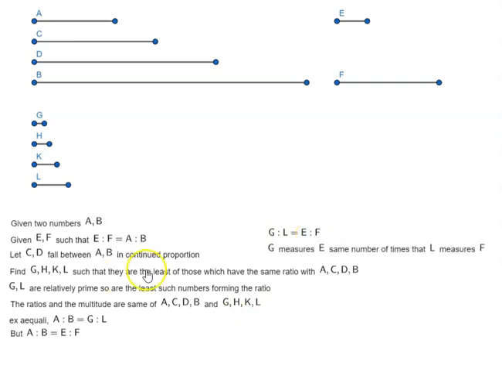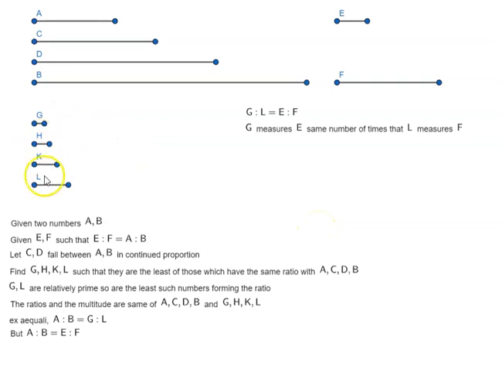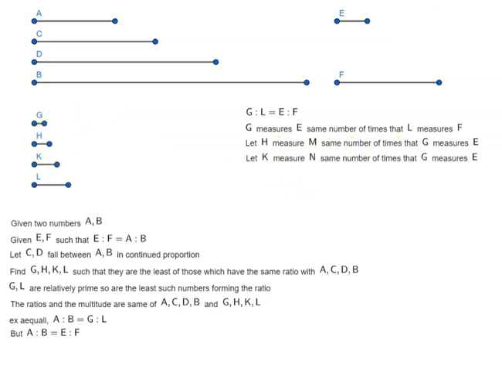Now, G measures E the same number of times that L measures F. Using H and K, we will find these two numbers in between E and F. So let H measure M. M is the number that we have to find here. So let H measure M the same number of times that G measures E. Again, let K measure N the same number of times that G measures E. So we are finding M and N in between these two. So let me bring those in.